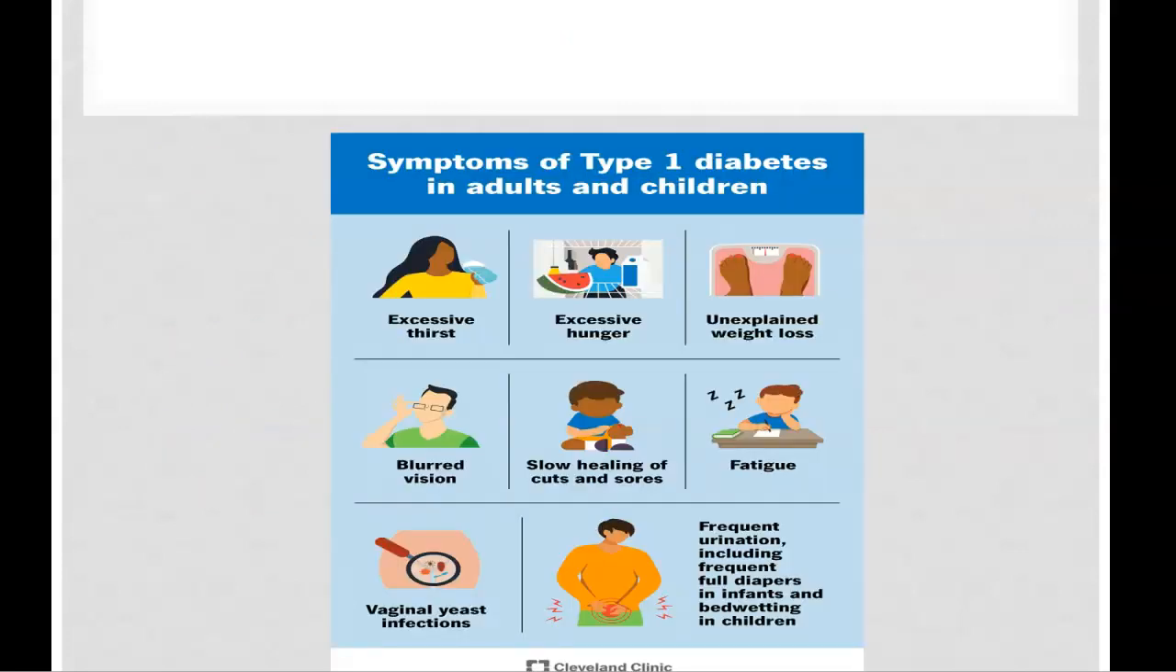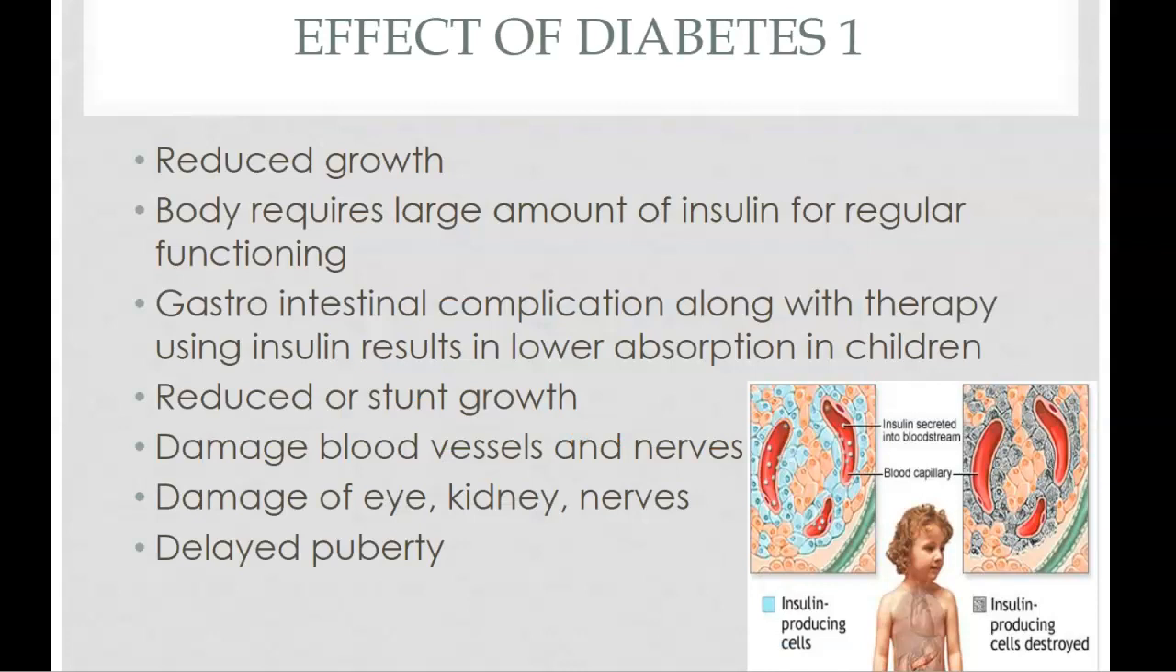What are the symptoms of type 1 diabetes in adults and children? Increased thirst, excessive hunger, weight loss, blurred vision, slow healing of cuts and burns, feeling tired or having fatigue all the time, bacterial infection, and frequent urination.